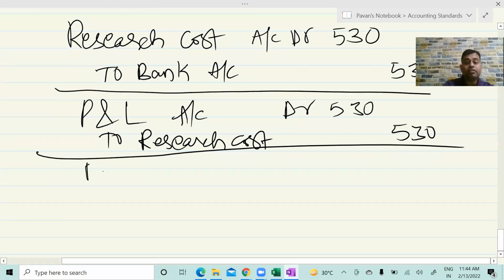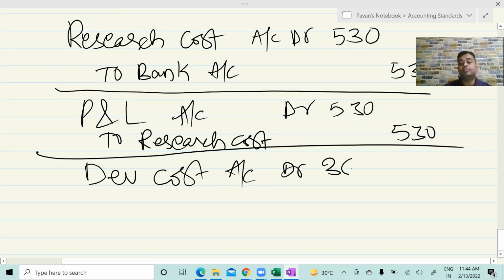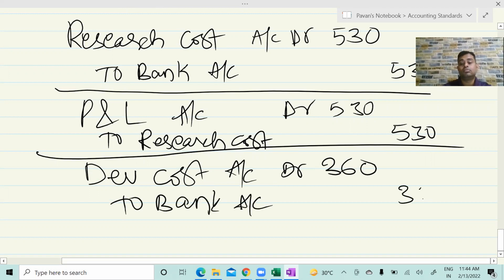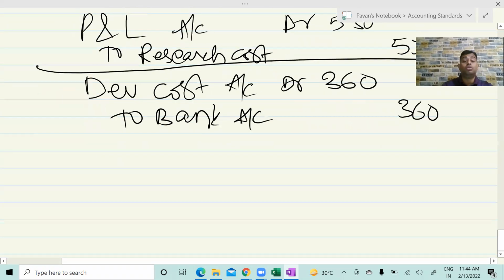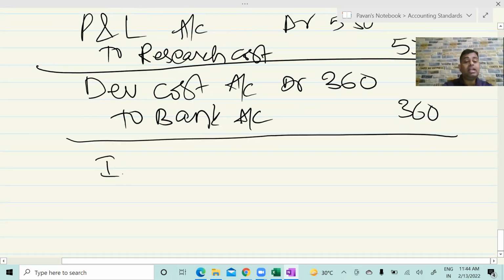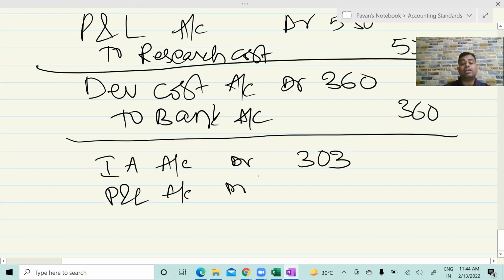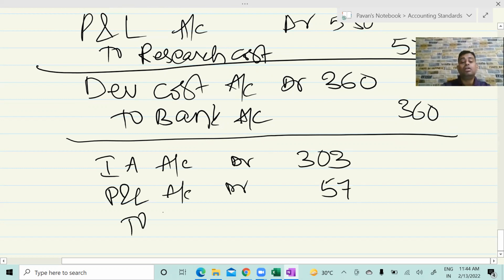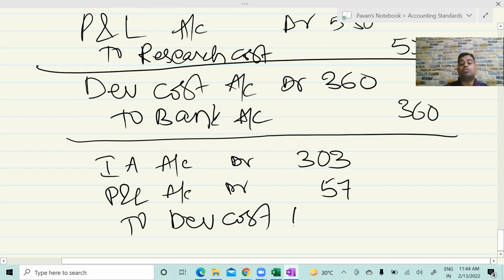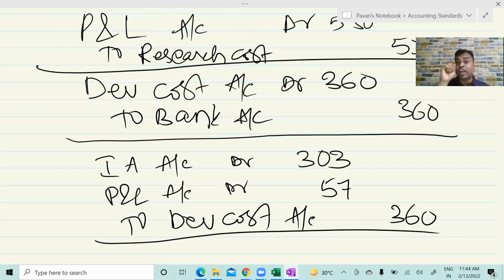Very good. Next, development cost account debit 360 to bank account. Okay. Now, after this, can I write intangible asset account debit 303, P&L account debit 57, to development cost account 360? Correct? If you can write this journal entry, you understand the whole standard.